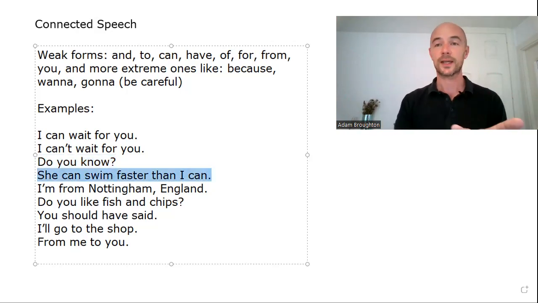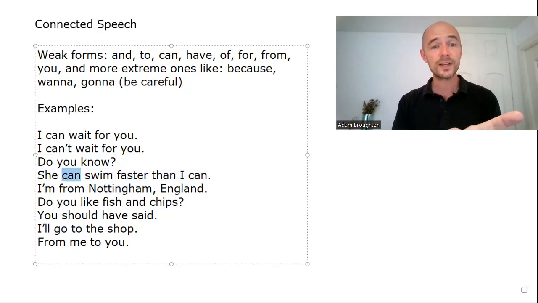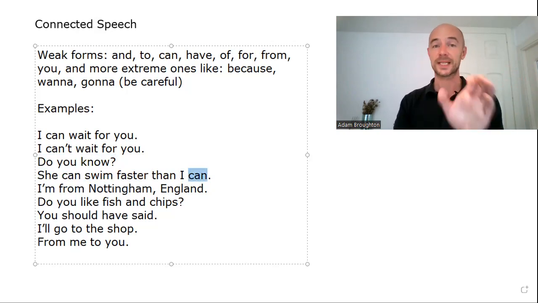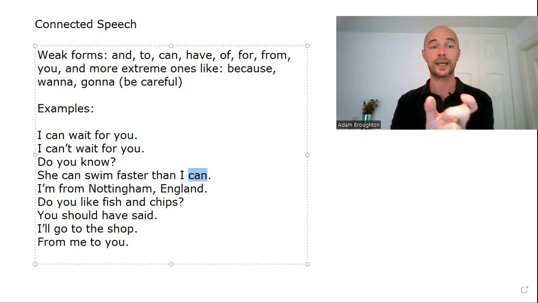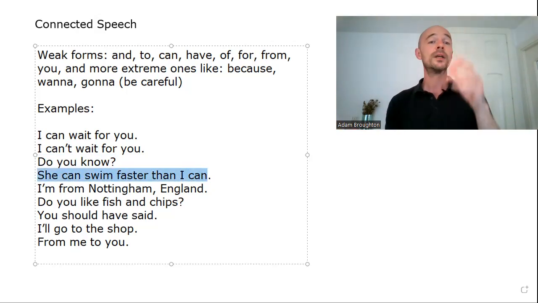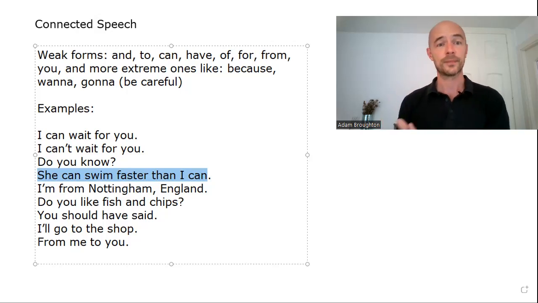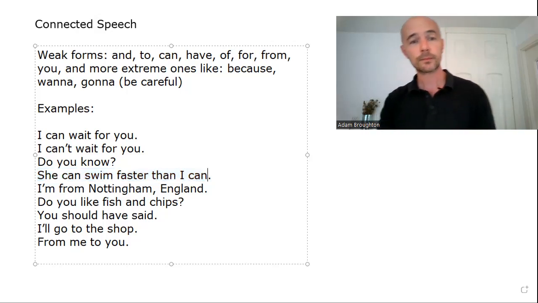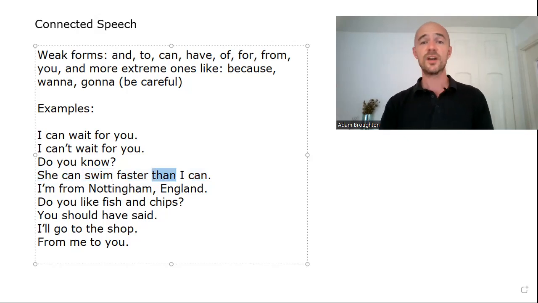She can swim faster than I can. So it's an interesting one because this first can is pronounced can. She can swim faster. What happens though? Than I can. This becomes can. We need to clearly show that we're saying can. So even in one sentence, the same word can be pronounced in two different ways. She can swim faster than I can. Than becomes than I can.